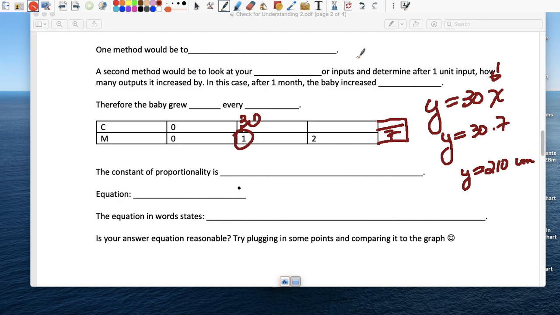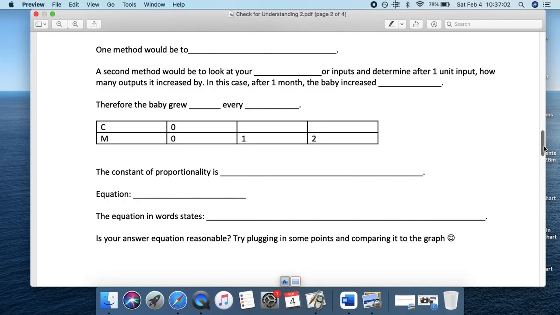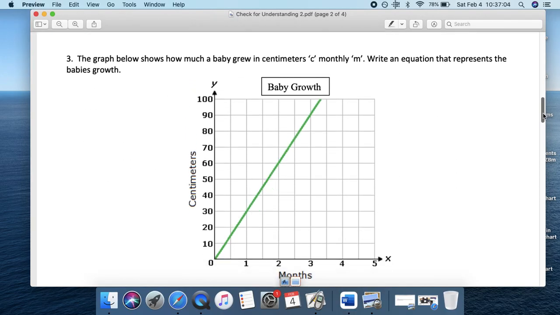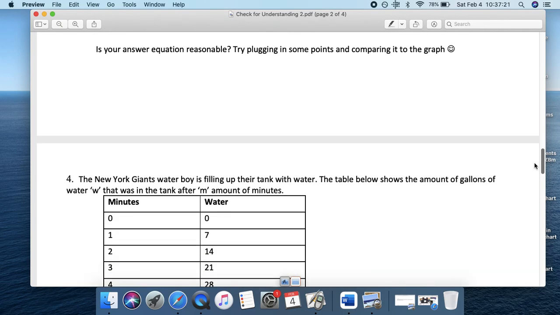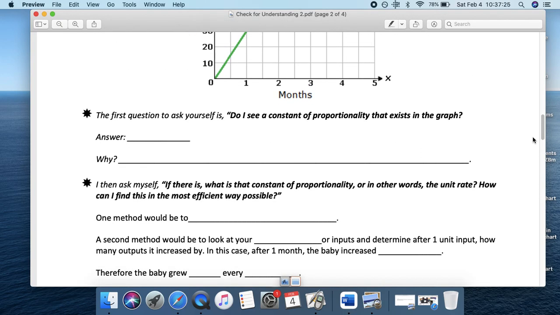Wait a second. Why is this baby growing so fast? Hang on a second. Did I get this correct? 1 month, 30 centimeters. 2 months, 60 centimeters. 3 months, 90 centimeters. Wait a second. This baby's super tall. Well, I wouldn't go too far with this because after 10 months, the baby will be 3 meters tall.